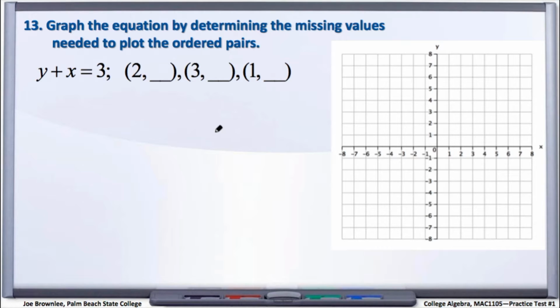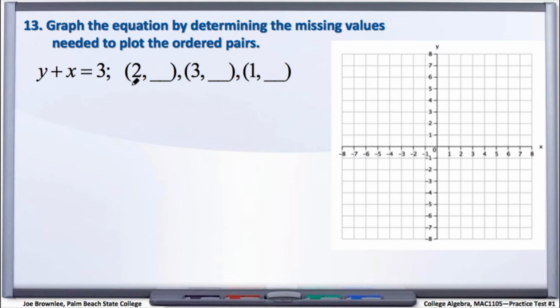ordered pairs. So what we're being asked to do is take this equation and plug in the x value into the equation so that we can then solve for our missing y. And once we have the y from all three of these points, we'll then have a completed ordered pair, three of them. We're then going to plot these points on the graph and see what our line looks like. So let's go ahead and do that.